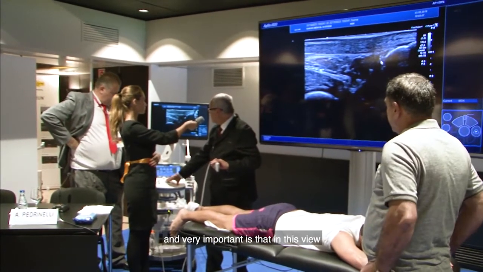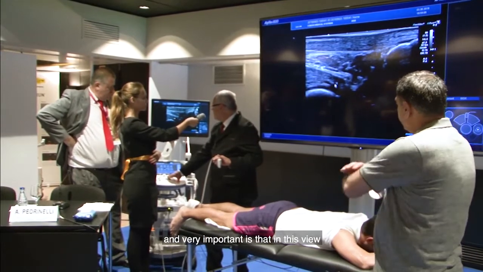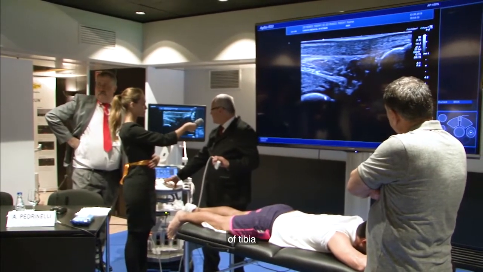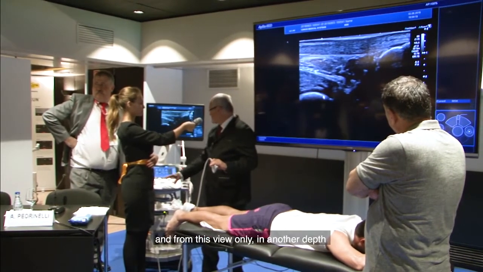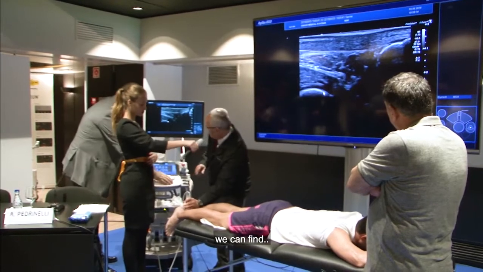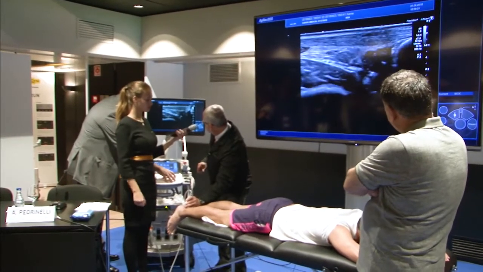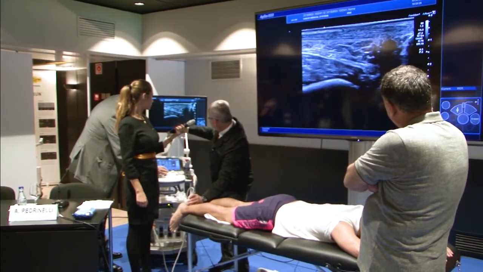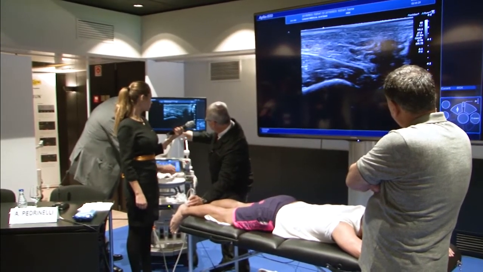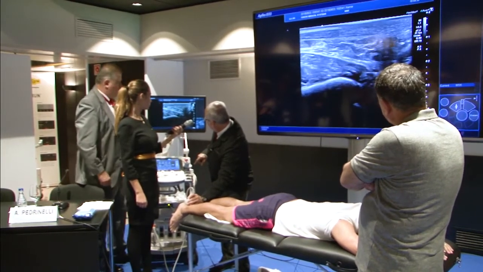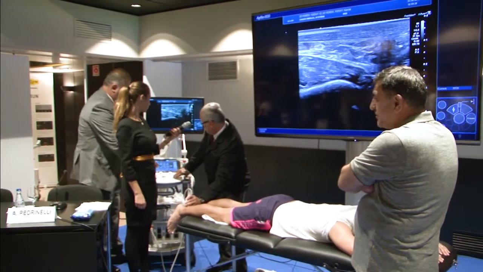And very important is that in this view we can visualize the dorsal rim of the tibia, and from this view, only with another depth, we can find. Just a moment. We must change it. So okay, we can freeze it.